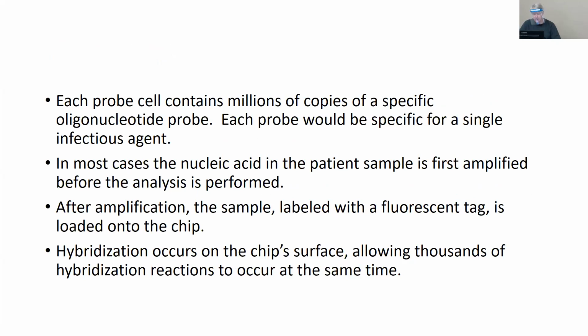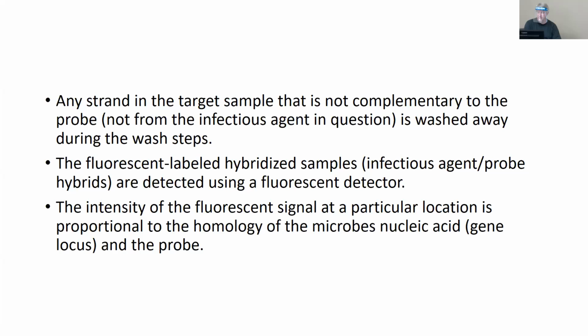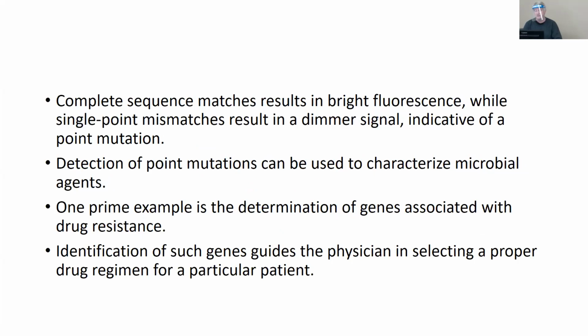Hybridization occurs on the chip's surface, allowing thousands of hybridization reactions to occur at the same time. Any strand in the target sample that is not complementary to the probe is washed away. You get a negative result. The fluorescent-labeled hybridized samples are detected using a fluorescent detector. The intensity signal at a particular location is proportional to the homology of the microbe's nucleic acid and the probe. Complete sequence matches result in bright fluorescence, while single point mismatches result in dimmer signals. Detection of point mutations can be used here. One prime example is determining genes associated with drug resistance. Identifying such genes guides the physician to a particular drug regimen.